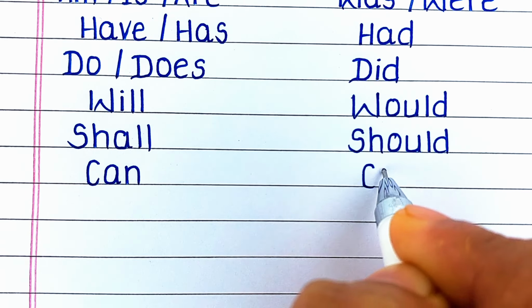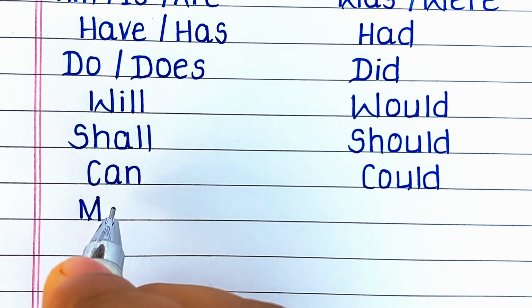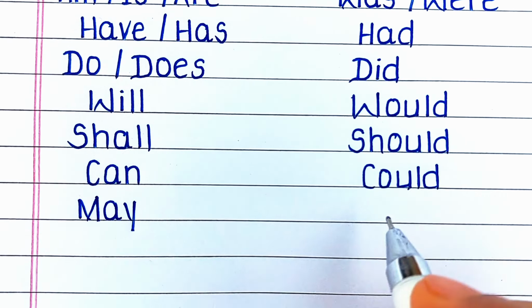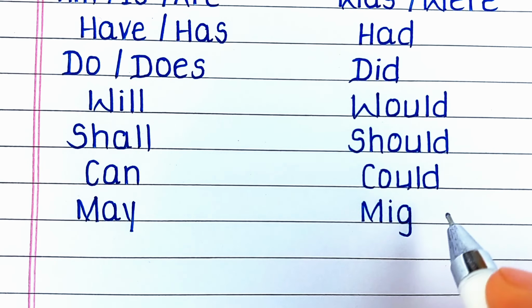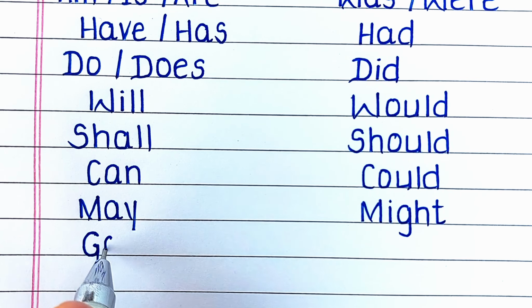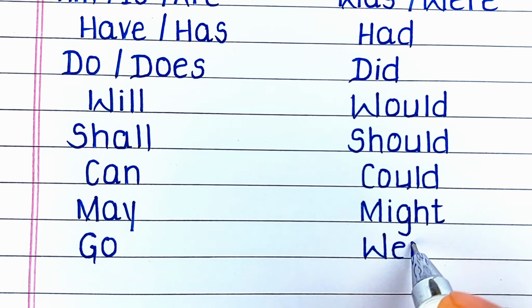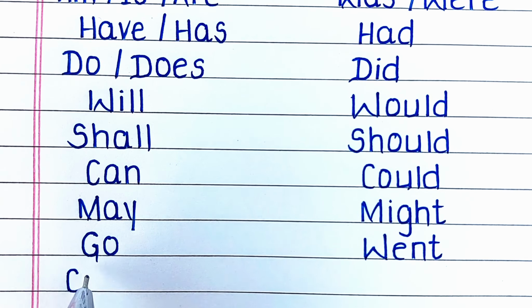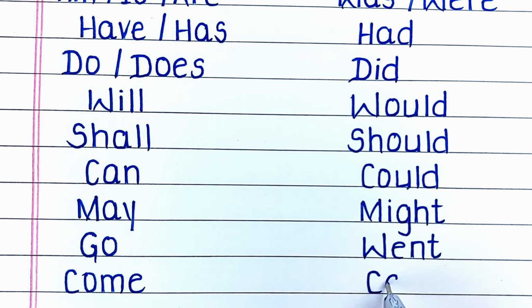Next word is can. Its past tense is could. Next word is may. The past tense of the word may is might. Next word is go. The past tense of go is went. Next word is come. Its past tense is came.